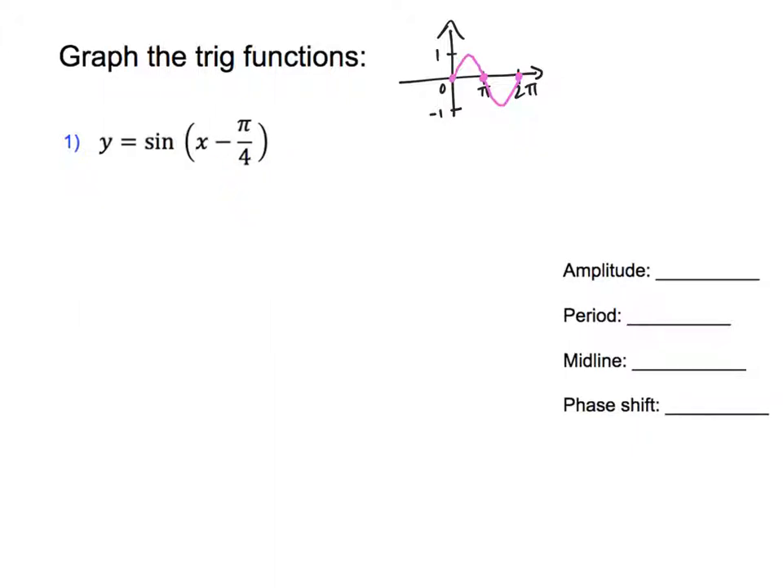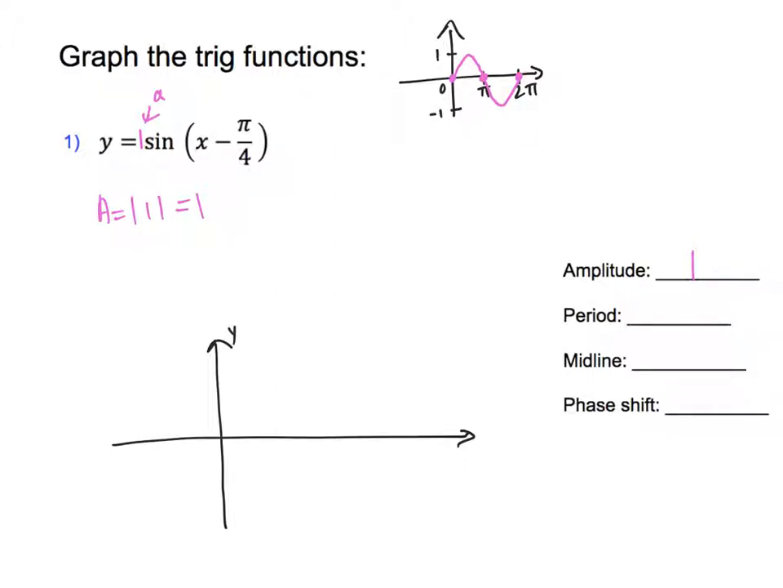Now the amplitude here looks like it's just 1, and remember amplitude is just the absolute value of A, and so in this case amplitude is just 1. So that's super helpful because that tells me my graph. Let me just start drawing my graph as I'm going through this. So that tells me my graph here is going to have a height of 1 from the midline. This is my y-axis, my x-axis.